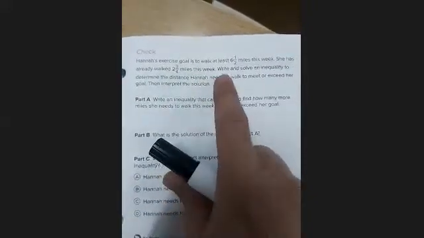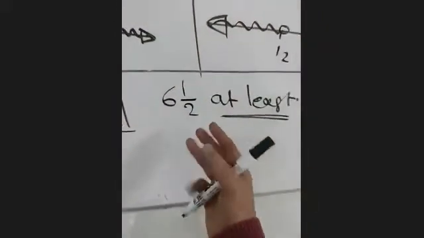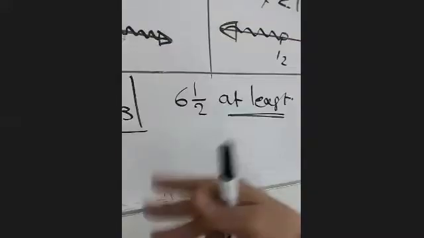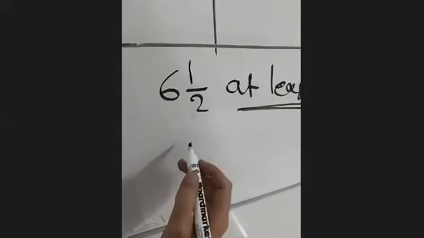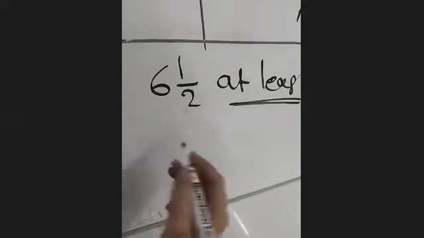Continue. Write and solve an inequality to determine the distance Hannah needs to walk to meet or exceed her goal, right? So she needs to walk how much? 6.5 at least. Okay. How much did she already walk? Already walked 2 and 3/4.